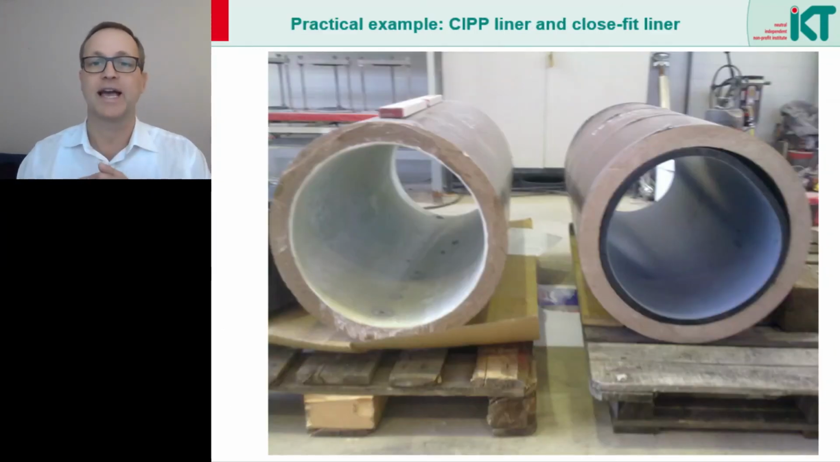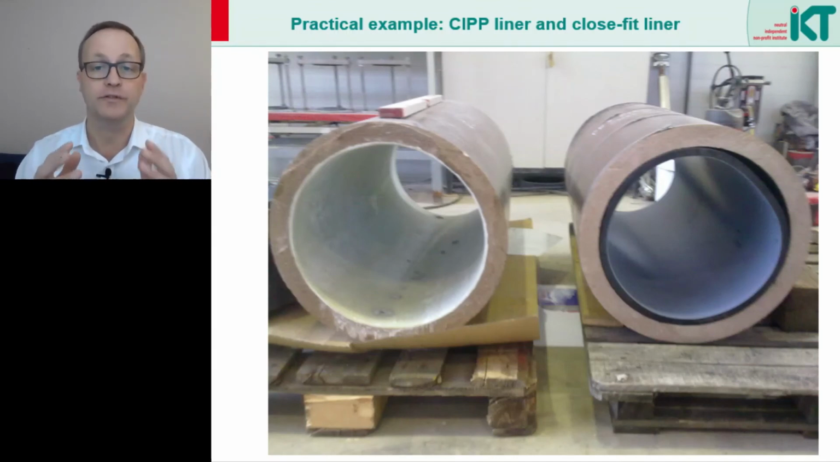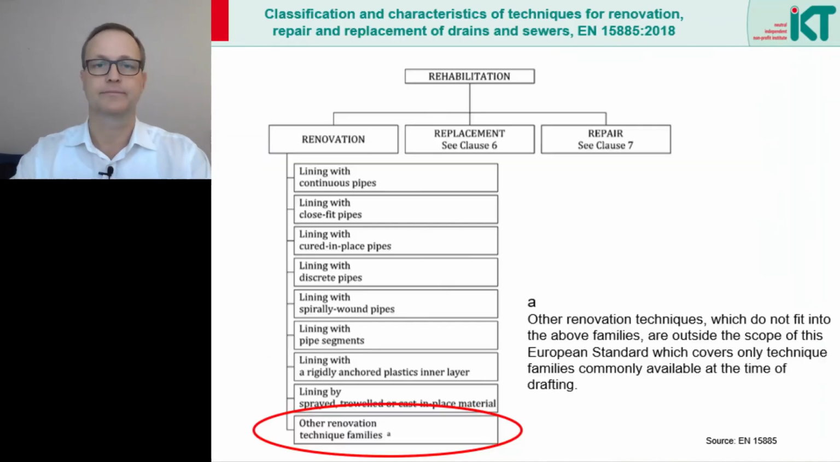The difference in adaptability is also illustrated in this picture. We can see two pipes that were rehabilitated with renovation methods. On the left with CIPP lining and on the right with close fit lining. The CIPP liner could be completely adapted to the old pipe geometry. No annular space is visible after installation. The close fit liner also fits tightly, but its adaptability is not quite as great. We can still see a small gap at the top right.